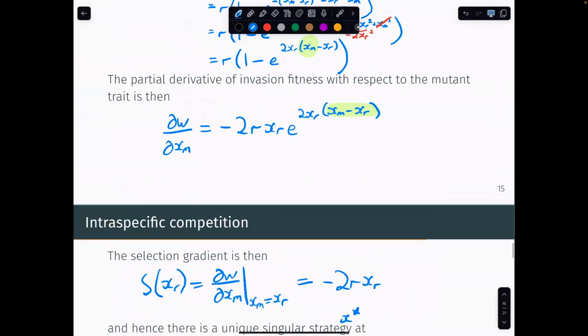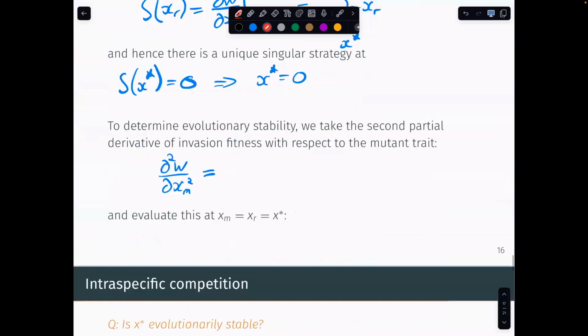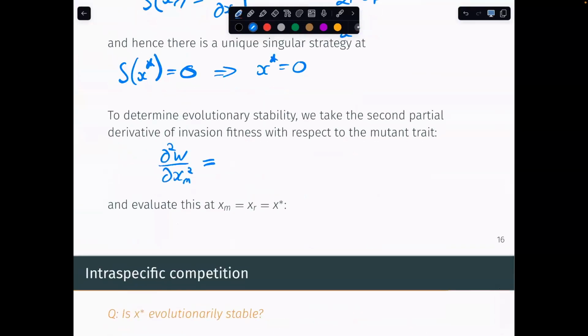To take our second derivative, well, just as before, we've only got our mutant trait here again. So we bring out a factor of 2xr again to the front. So we're going to have minus 4r xr squared e to the 2xr times (xm minus xr). Just taking our second partial derivative of invasion fitness, it's just 2xr times what we had before.